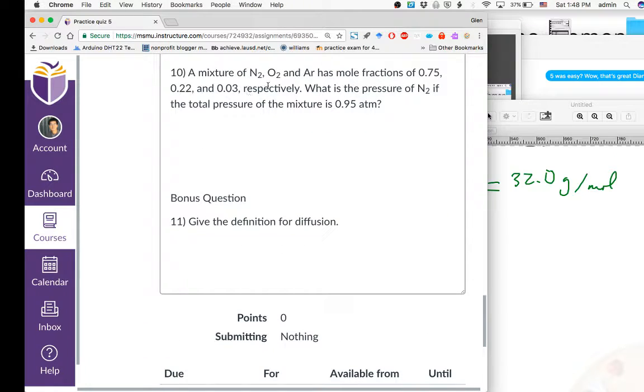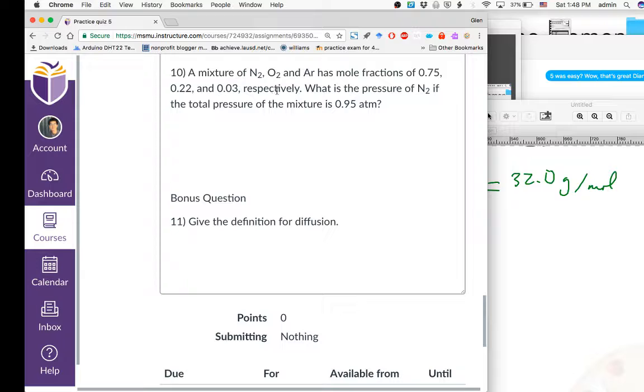A mixture of these gases have these mole fractions. What is the pressure of nitrogen? There is the nitrogen. If the total pressure is 0.95. This is a partial pressures problem. I think I have a Tyler DeWitt video posted for you about partial pressures. It might have been Khan Academy. But either way, it's the pressure of this plus the pressure of this plus the pressure of this that should equal the total pressure.